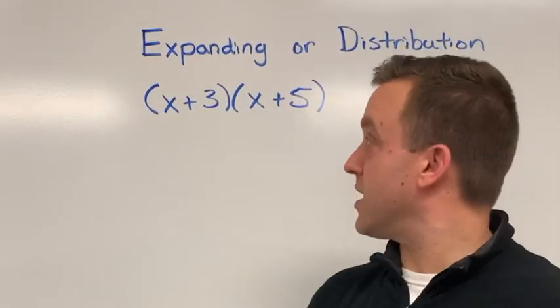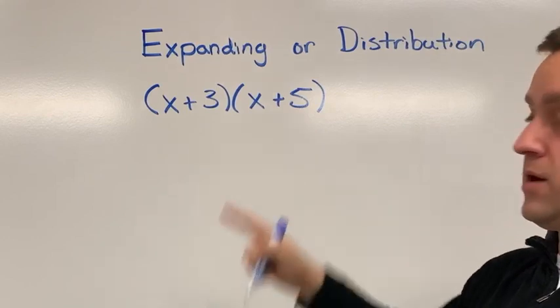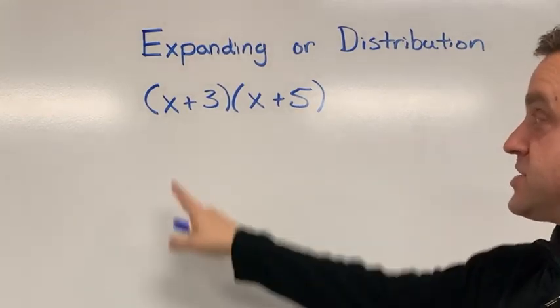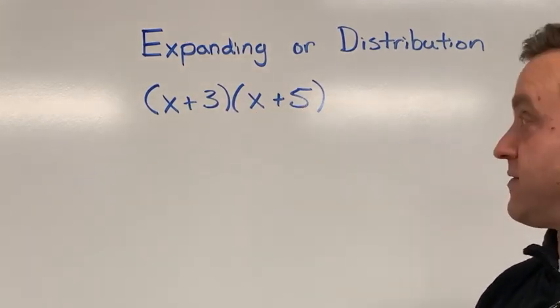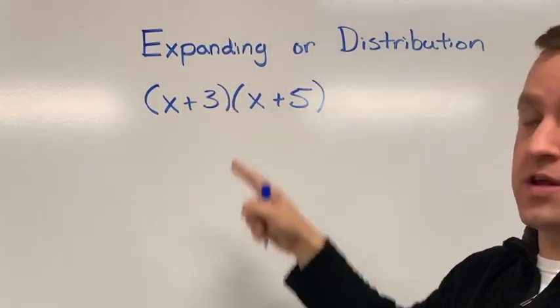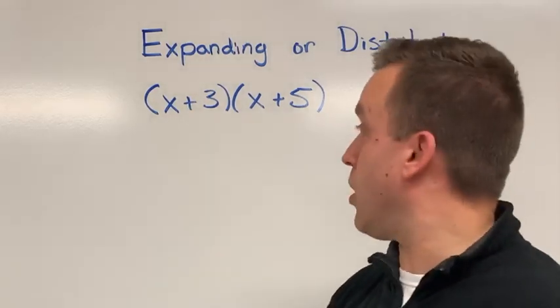So today we're going to talk about expanding or distribution. Essentially, we need to multiply both x and 3 times x plus 5. This is often called distribution, or you may have heard it called FOIL.